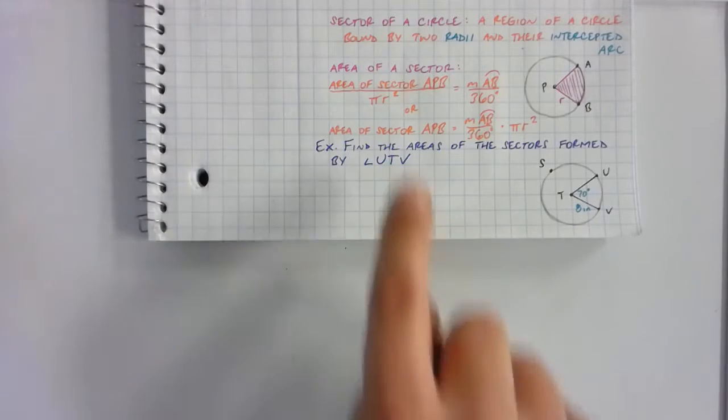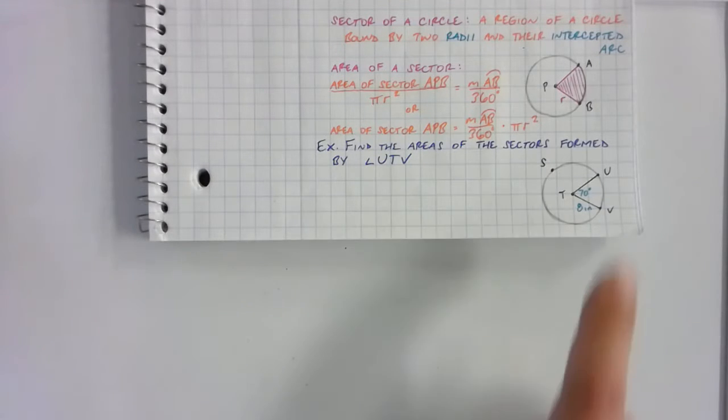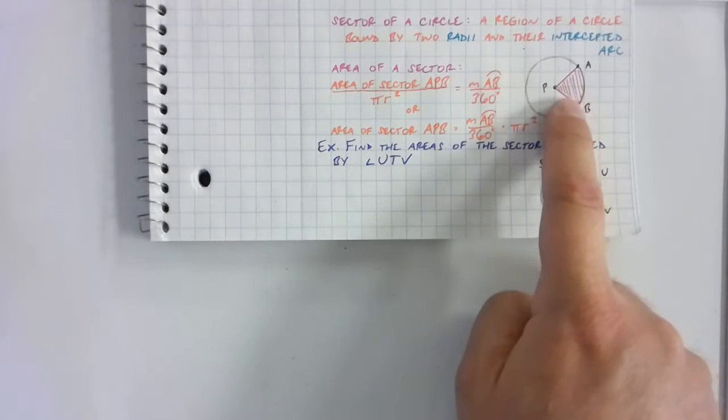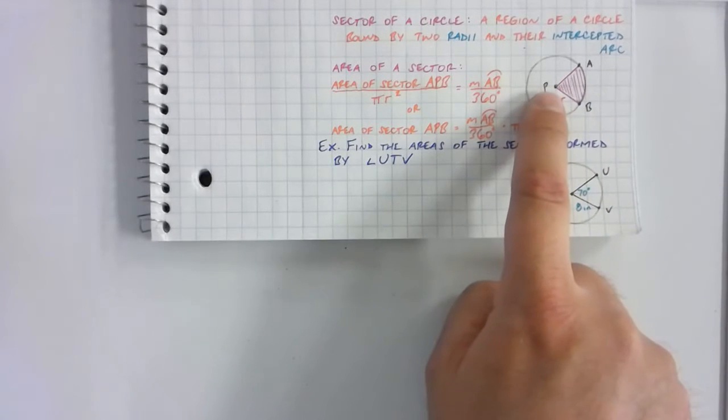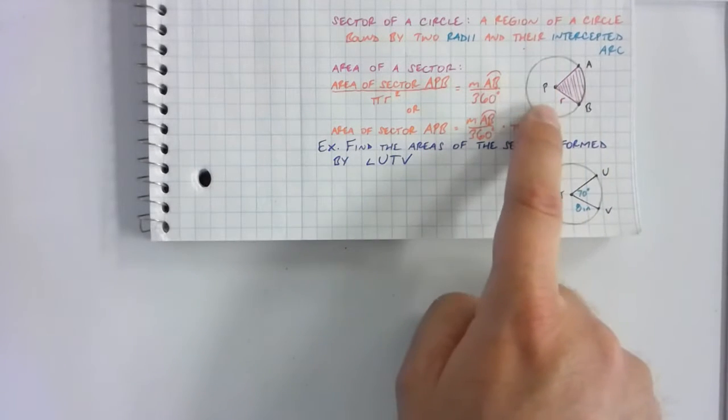So formally at the top here, what is a sector? A sector is a region of a circle bound by two radii and their intercepted arc. It's a lot of geometric language to describe this, okay? A sector is going to be that slice of pizza where it does need to be centered at the center of a circle. Because again, I could draw lots of slices.